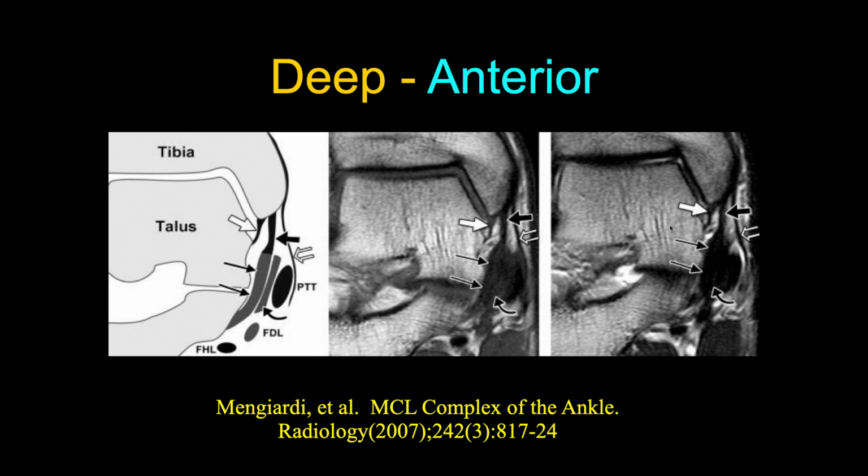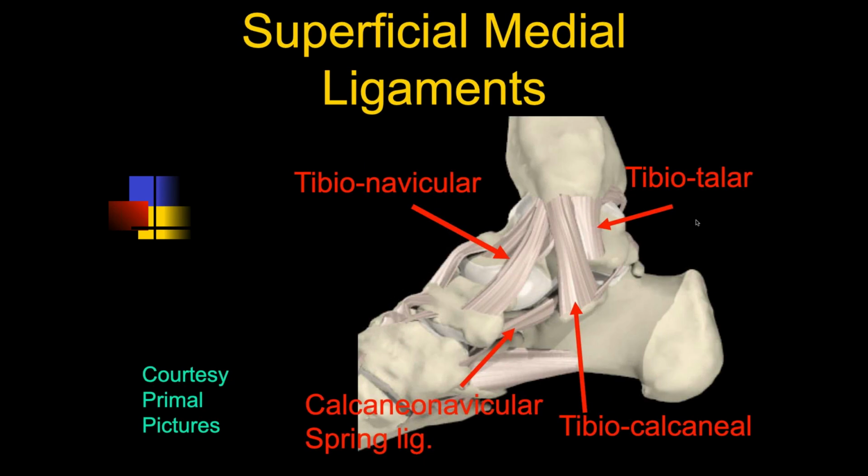There are also other deep ligaments. If you go anteriorly, there's a little ligament here. There are a few other things which we normally don't look for because they're just small.